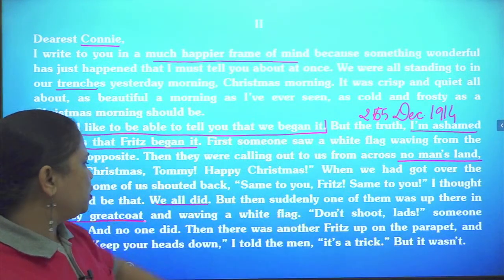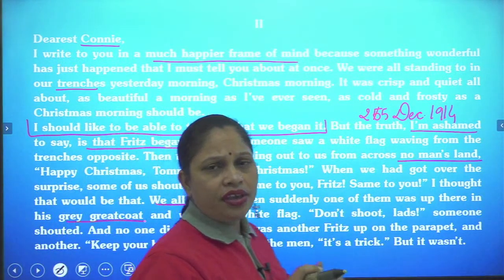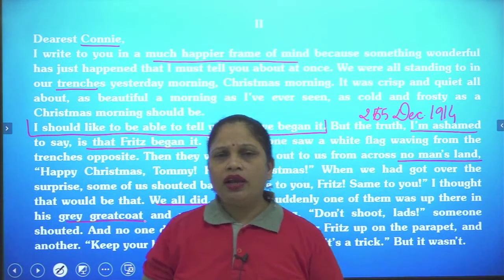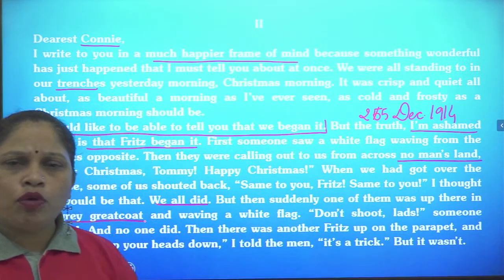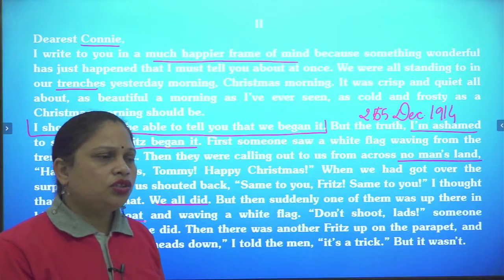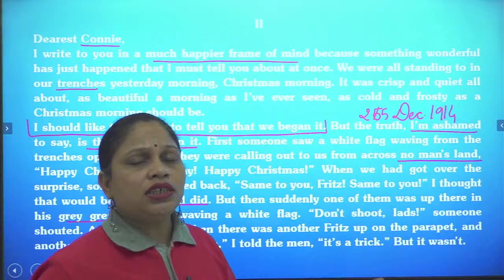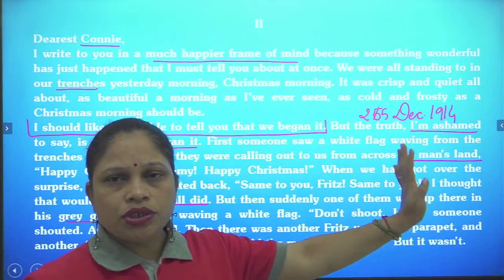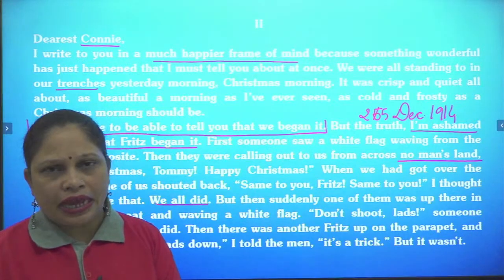"Don't shoot, lads," someone shouted. Lad means young boy, young man, we can say. Like in army-based movies, you have seen the officers call them boys, it is like that. So one of the persons from the British army suddenly said, "Don't shoot, stop," because on the war field it happens.